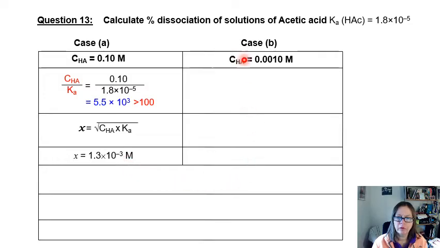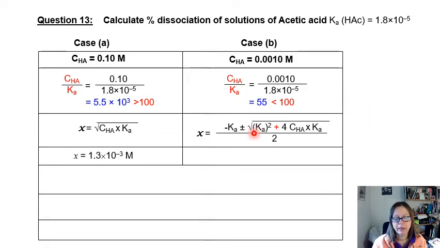In the case of a nominal concentration of 0.001 molar, the ratio nominal concentration over Ka is 0.001 molar divided by 1.8 × 10^-5. It's 55. We have to solve the quadratic equation. Remember, it's minus Ka plus or minus the square root of Ka squared plus 4 C_HA times Ka, divided by 2. Only the plus will work. We'll find that X is 1.3 × 10^-4.